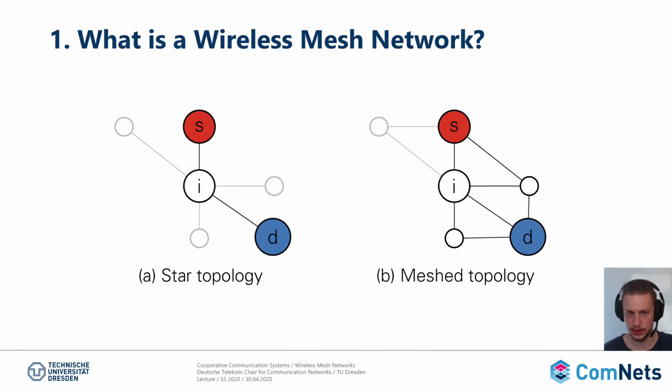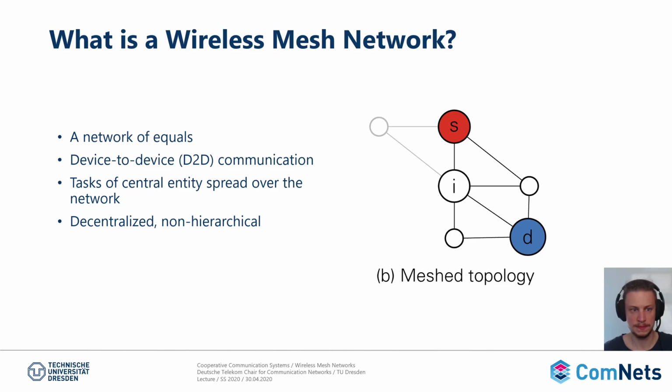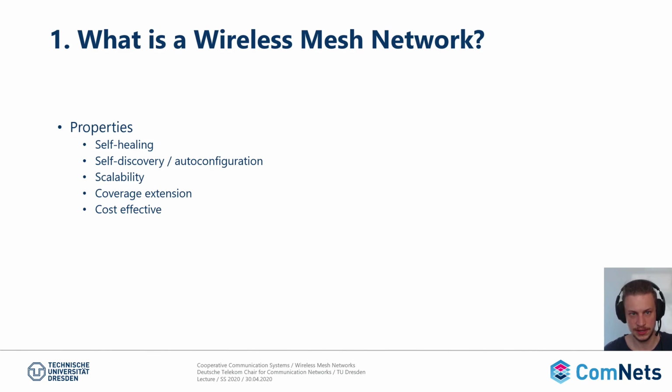Whereas a wireless mesh network is fundamentally different from this. A wireless mesh protocol can use all available wireless connections, all available wireless links between the nodes in the network, thus implementing a network of equals, where any device can send to any other device, and also the tasks of the powerful central entity are now spread over the network, making the implementation more difficult. The result is a decentralized and non-hierarchical network, which has some advantages over centralized approaches.